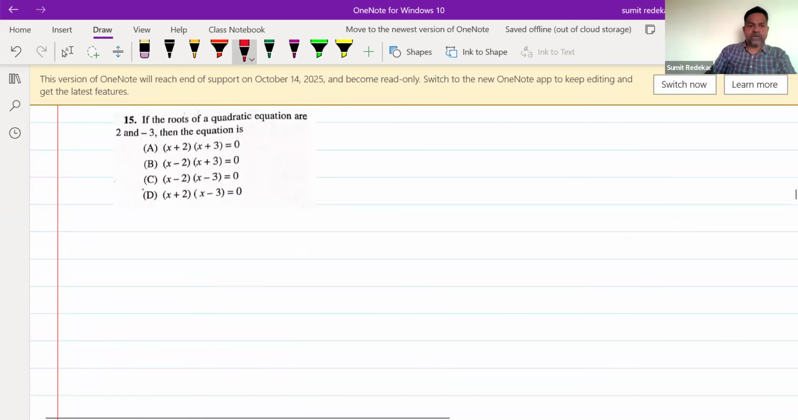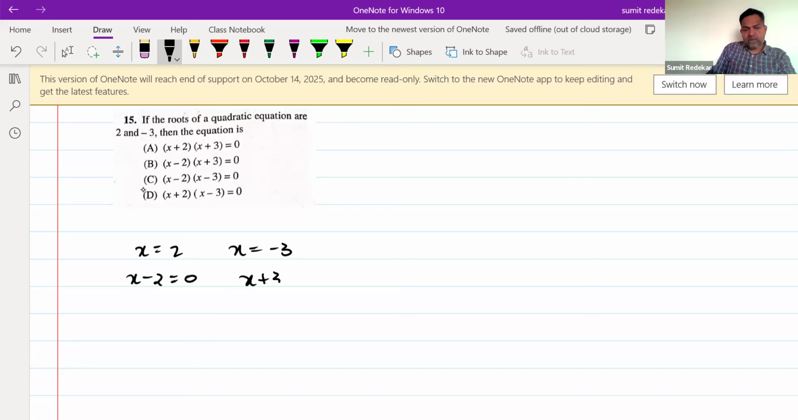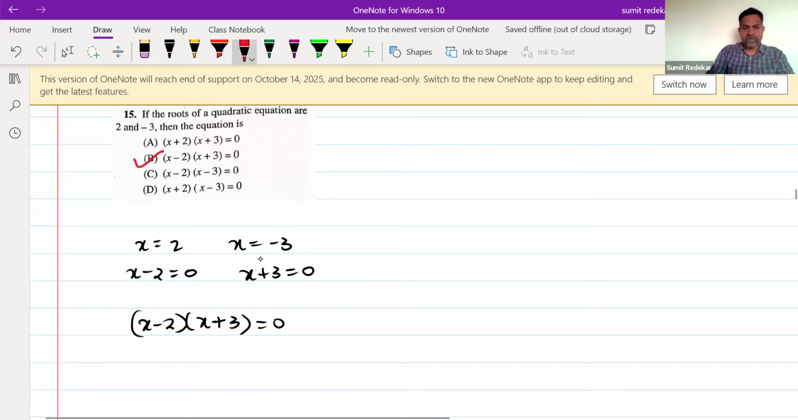The roots of the quadratic equation are 2 and minus 3. The equation is, ये दिखाया था मैंने आपको. रूट मतलब x या तो 2 वैल्यू ले सकता है या x minus 3 ले सकता है. मतलब x minus 2 0 है या x plus 3 0 है. अगर दो जीरो फैक्टर को मल्टीप्लाई करते हो तो x minus 2 into x plus 3 0 हो जाता है. Then your quadratic equation should look like, I think B should be the answer: x minus 2 into x plus 3.